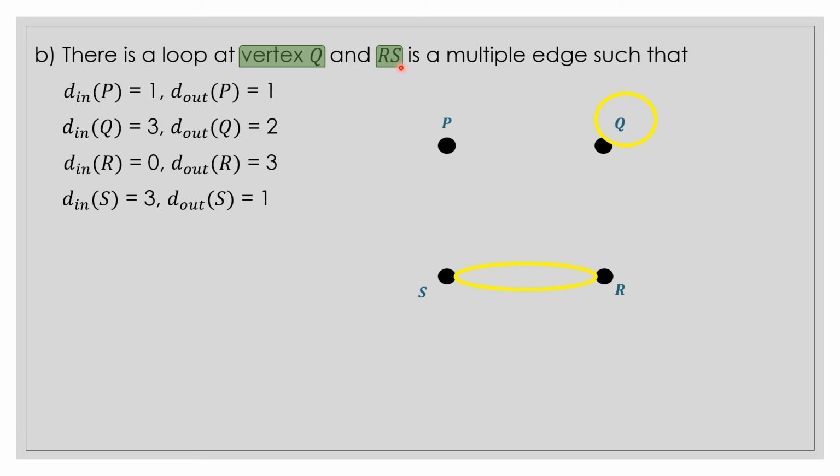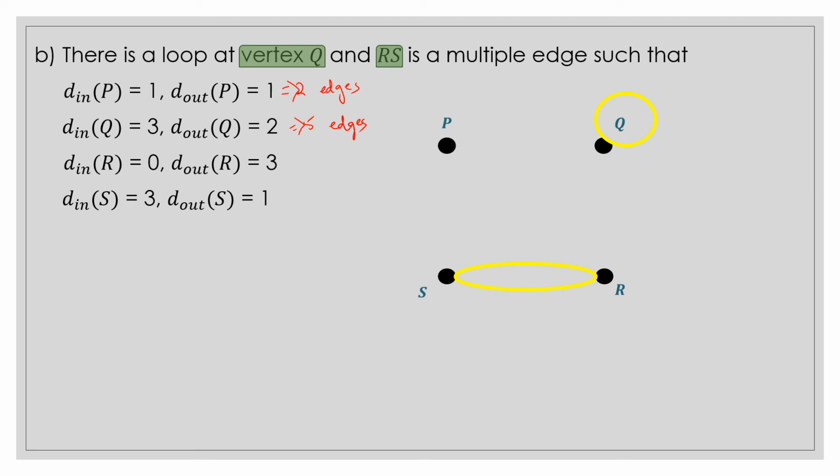Then we are going to draw the rest of the edges. So what do we have to do? We look at vertex P. You got degree in 1 and degree out 1. It means that overall you got 2 degrees at vertex P. It means that 2 degrees means 2 edges that came out from P. For vertex Q, you got 3 plus 2, 5 degrees. So 5 degrees means you got 5 edges that came out from vertex Q.